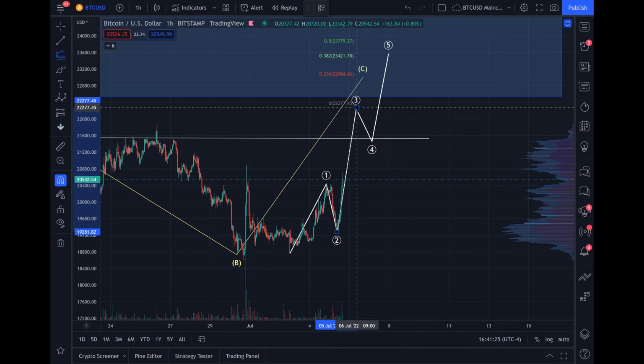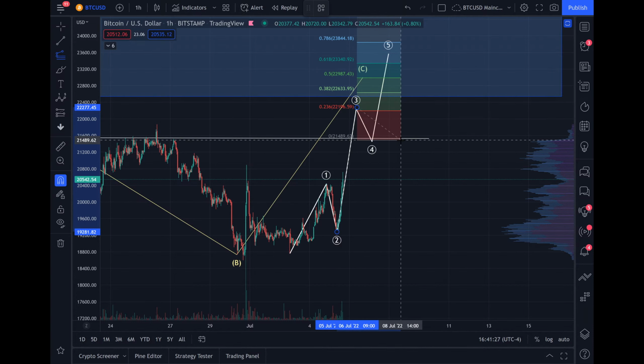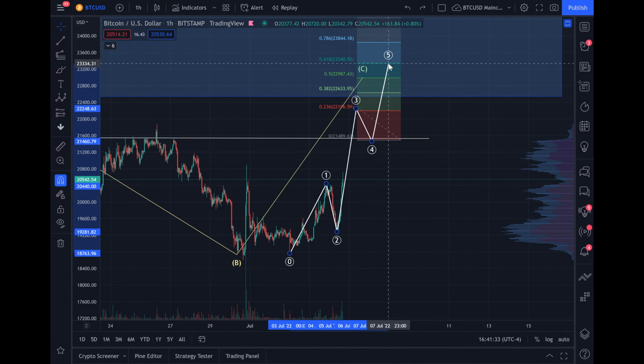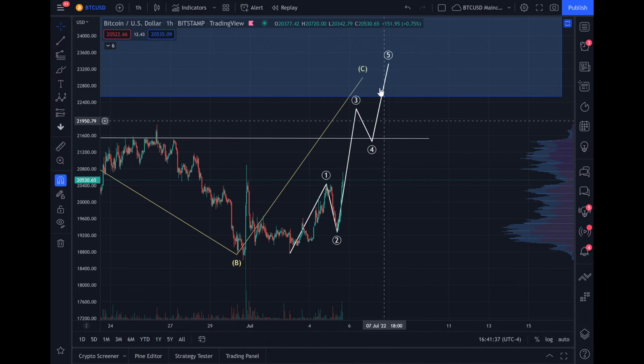retracing wave 4, okay? So extending wave 3, retracing wave 4. Wave 5 typically targets the 618, okay? This is just probabilities, okay? It can go further, obviously, but balance of probability, wave 5 targets the 618 of the wave 3 extension and the retracement of wave 4.